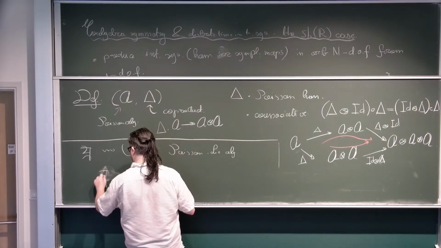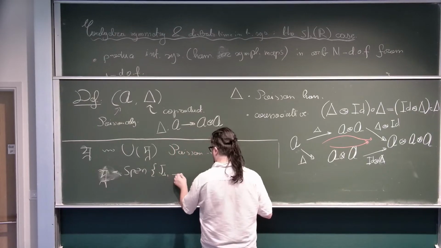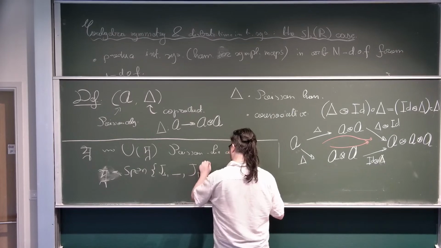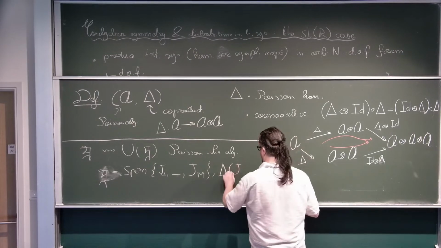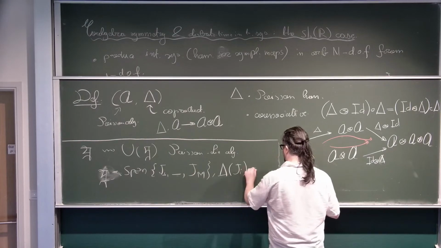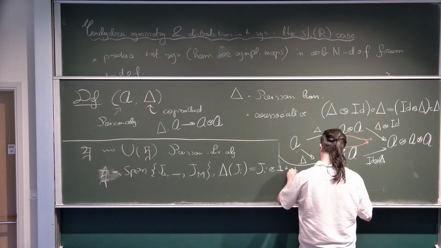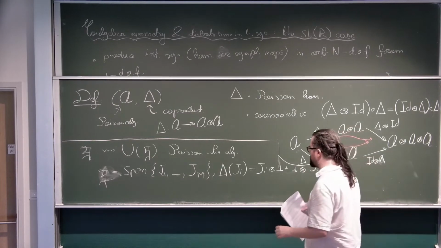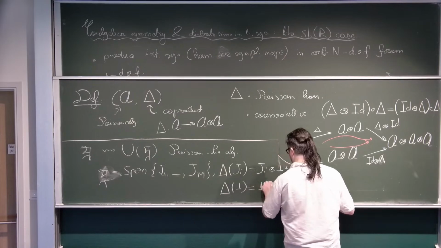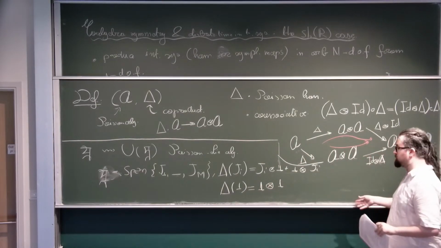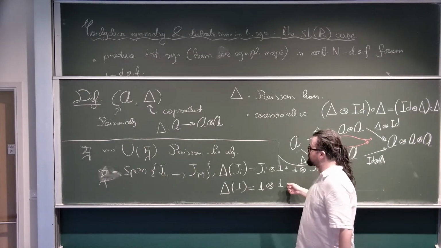so assume my g is the span of some elements. I call them J1 up to Jm. Then the primitive coproduct is just defined on the basis element as delta of Ji equal to Ji tensor unity plus unity tensor Ji, and on unity it simply acts as unity tensor unity. And this is always valid for all the Lie algebras.